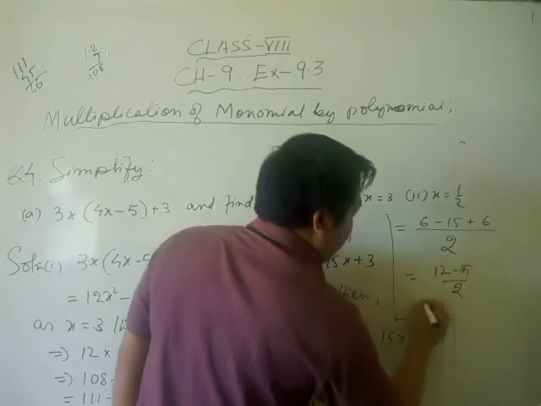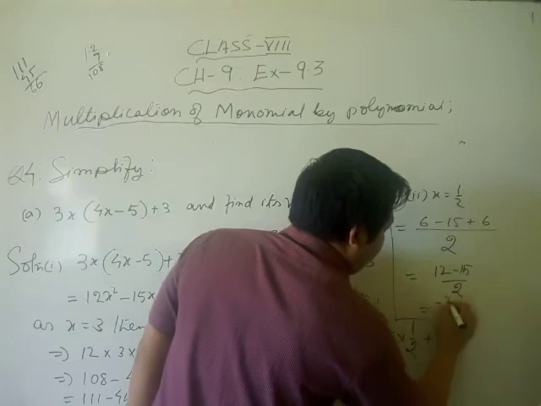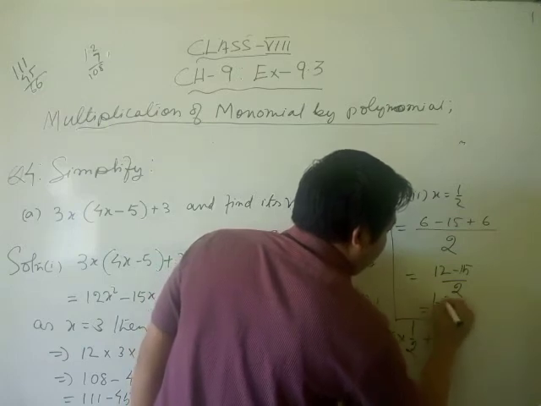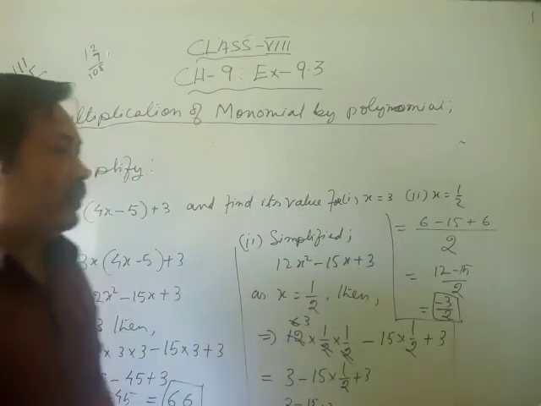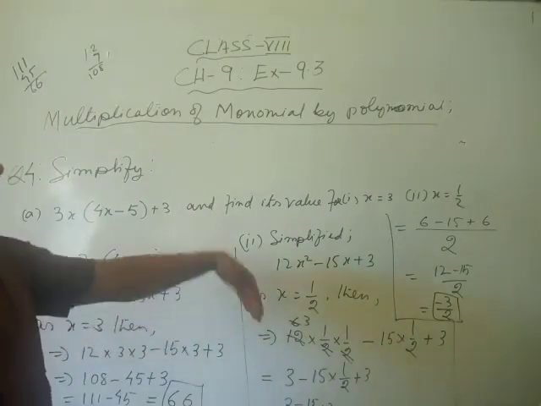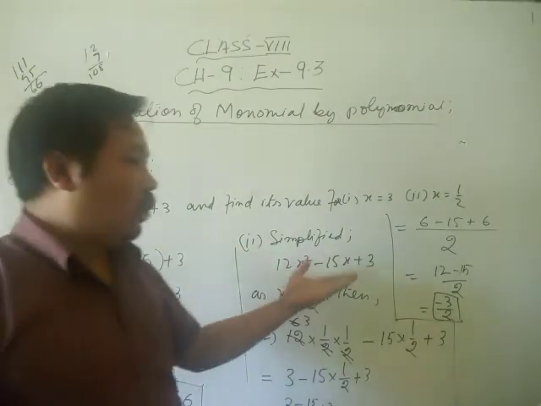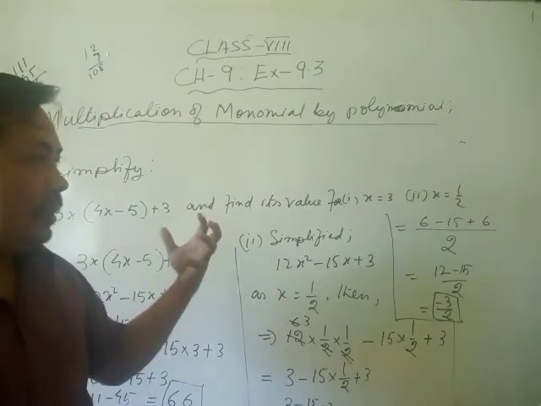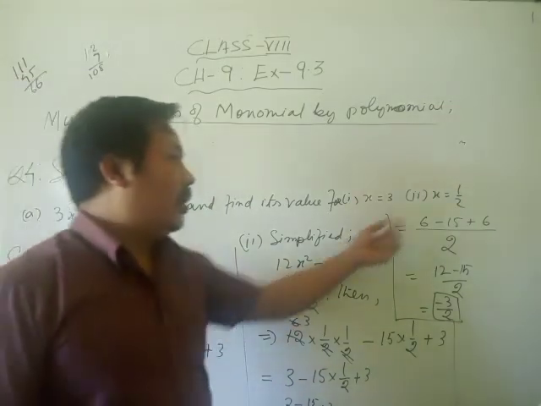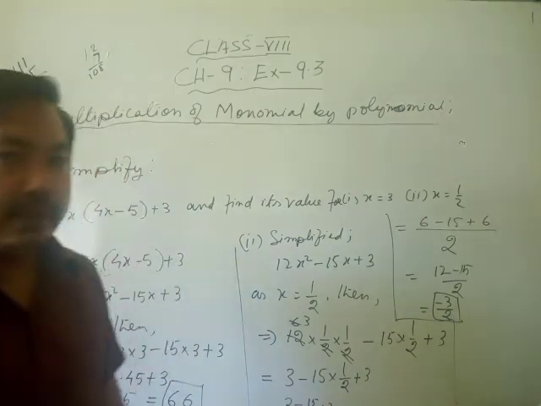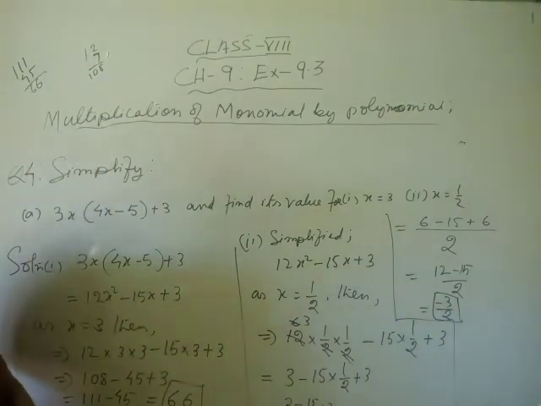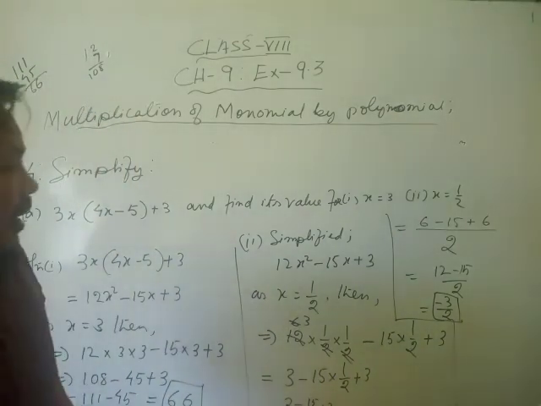Isn't it 12? Then we are getting minus 3 by 2. So minus 3 by 2 is the answer of this simplification after we replace x by 1 by 2. Okay, it is simplified. Understand? So if you have any doubt, please tell me.